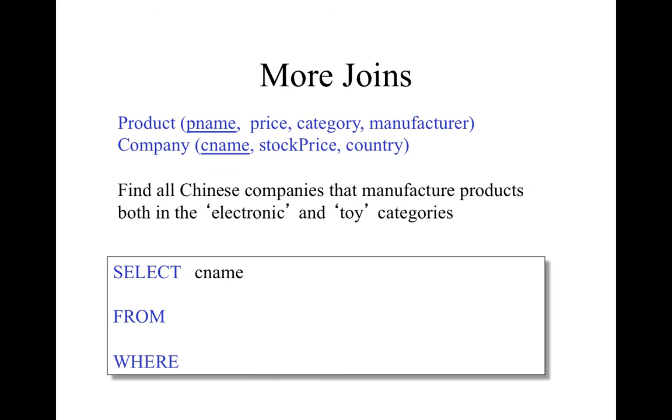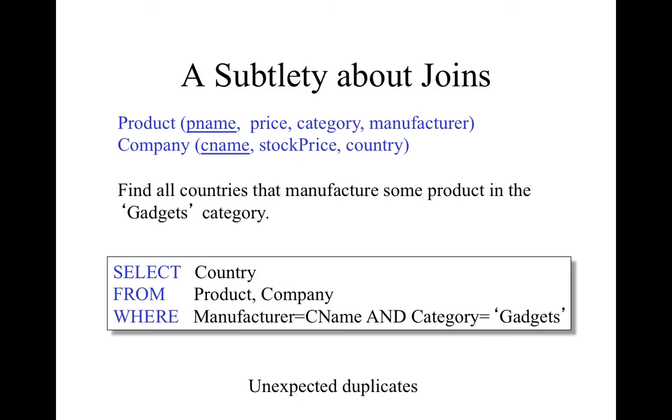Now, a couple more examples of joins to help you with the exam. If I'm looking at the product name, price, category, manufacturer, company name, stock price, and company, and I want to find all Chinese companies that manufacture products in both the electronic and toy categories, I'm going to be looking at that from a SQL perspective.